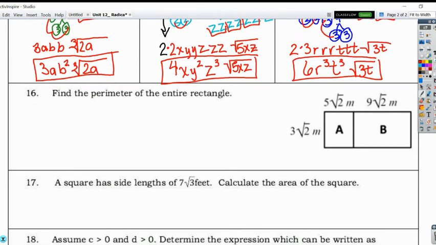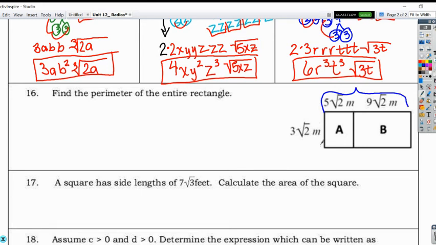Now, 16 is asking us to find the perimeter for this whole rectangle. So perimeter is where we're going to add up all of the side lengths. So I'd like to begin by discovering how much is the length of this figure.